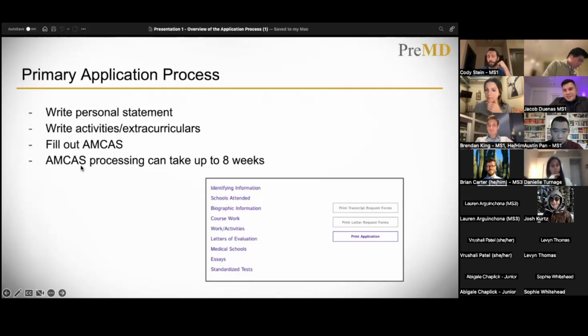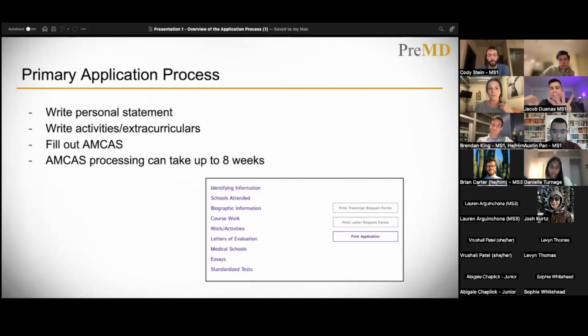An important thing to realize also is that AMCAS takes a while to process your application. And like it says here, it can take up to 8 weeks. And this is definitely variable depending on what point in the application season it is. And so I think that's why the most common tip that I heard was to try to get it in early, because then you're not sitting in a waiting line of them even processing it. You're kind of at the front of the line.